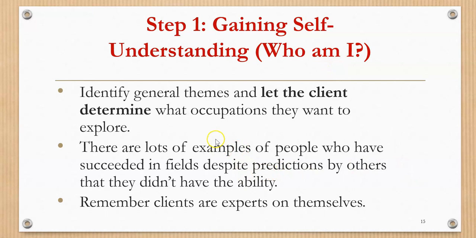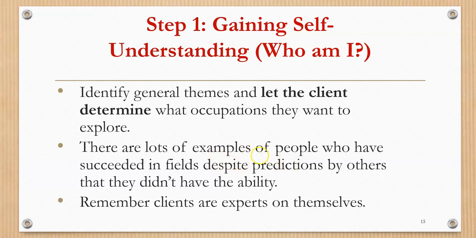It's important to remember that there are lots of examples of people who have succeeded in fields despite predictions by others that they didn't have the ability. So I'm giving away my age here a little bit, but for example, there was a very famous singer a number of years ago named Elvis Presley in the 50s and 60s. When he was first trying to break into the field, he was a truck driver. He went for auditions, and some of the people that saw him perform said, "You don't have what it takes, go back to driving a truck." And then he went on to be very, very successful in the field.